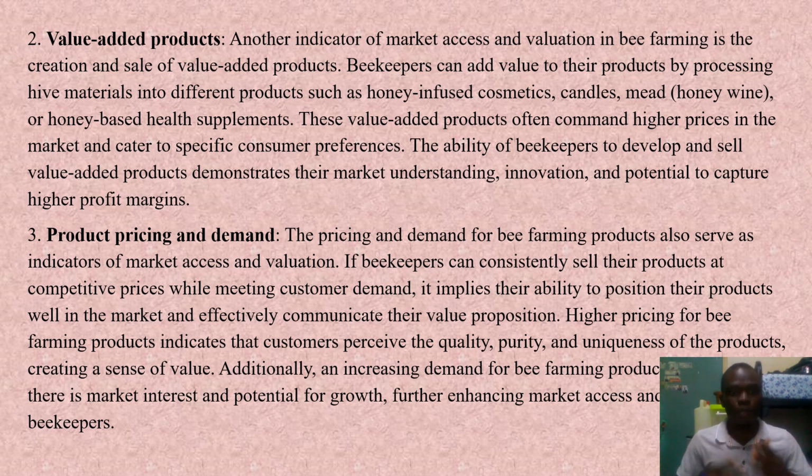Another indicator on the output is product pricing and demand. What we mean by product pricing is the price that we are to charge for the product, and with demand, we are trying to look at the consumers that are going to consume the product that we have got. Therefore, if the price is highly charged and there is higher demand for that product from the consumers, it implies that we are achieving our intended output.